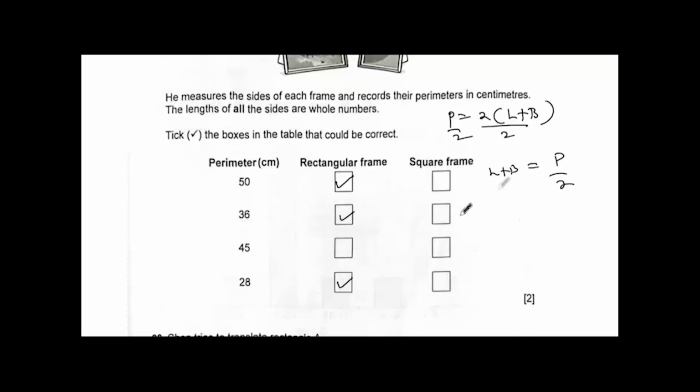So this is what we're going to do. The formula for the perimeter of a square is P is equals to 4L, the addition of the four sides. Now let's see, if L, let's divide.